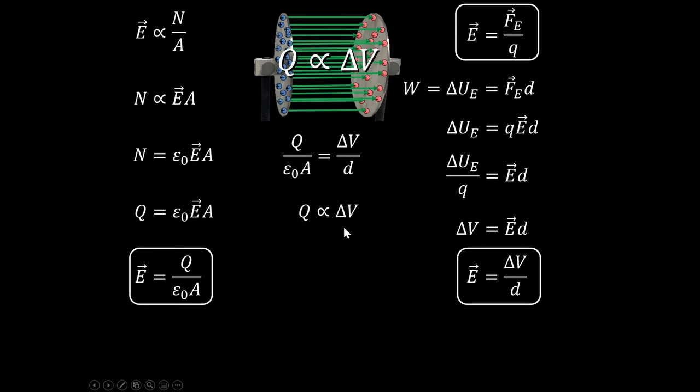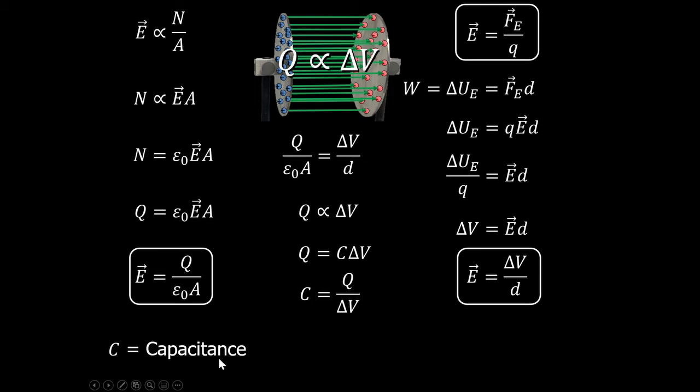And if two things are directly proportional to each other, we can set them equal to each other if we drop in the right proportionality constant. In this case, it is the C. We're going to call it C. And we can solve for C by dividing both sides by delta V. And C stands for capacitance.